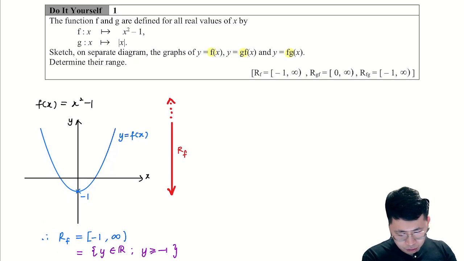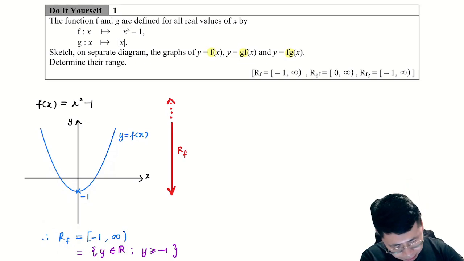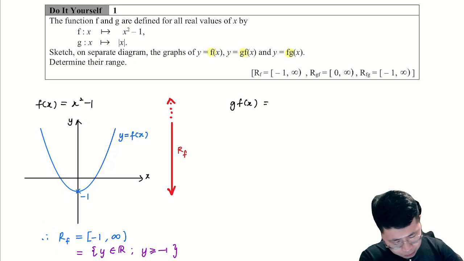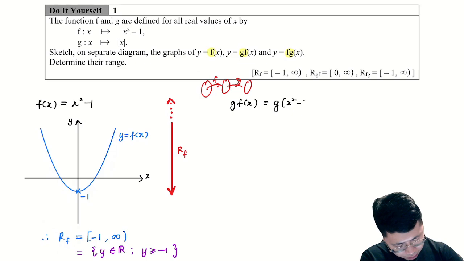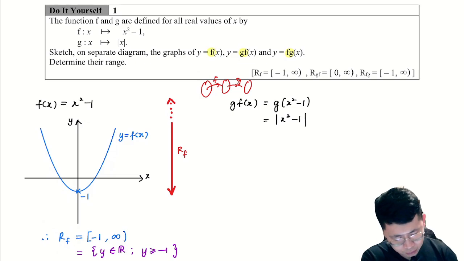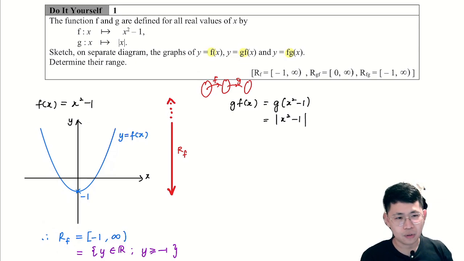Now I know that we haven't really talked about composite functions yet, but let's try to look for gf(x). gf(x) means I will pass through f first, then I will pass through g. So this is the meaning of gf(x). What we're going to do is the f first. So g of x squared minus 1, and g is the modulus. So it's actually the modulus of x squared minus 1, substituting the whole expression into the x of the modulus. So you replace x with that, in a sense.